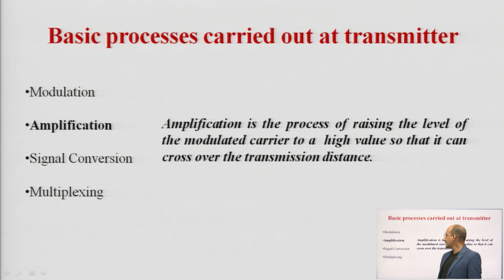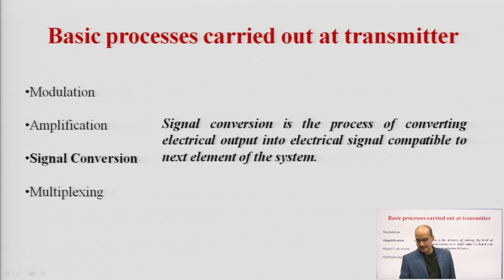Amplification is the process of raising the level of the modulated carrier to a high value, so that it can cross the transmission distance. That is the proper requirement of amplification in the telemetry system. Then the signal conversion part. Signal conversion is the process of converting the electrical signal into an electrical signal which is compatible with the next element of the system.